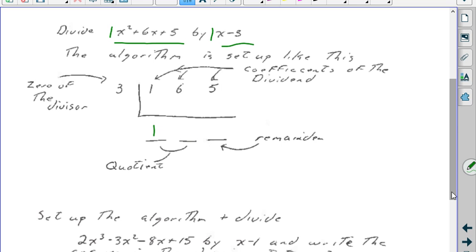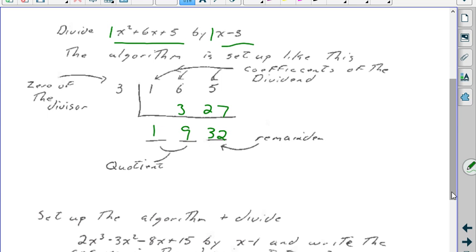Now I'm going to multiply 3 by 1. So I'm going to take what's outside the box and multiply by what's down here. And then I'm going to add these two numbers together. Life becomes easier when you add. And now I'm going to multiply 3 by 9, and I'm going to add these guys.